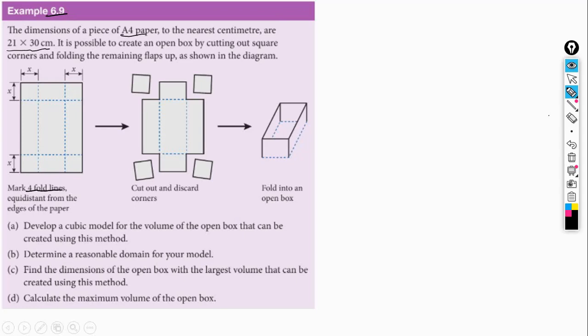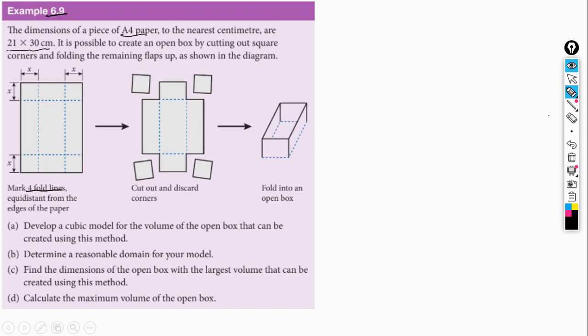Part A, develop a cubic model for the volume of the open box that can be created using this method. So notice that here the independent variable is x, which represents the amount of centimeters that we want to cut out from the corners of the A4 paper.